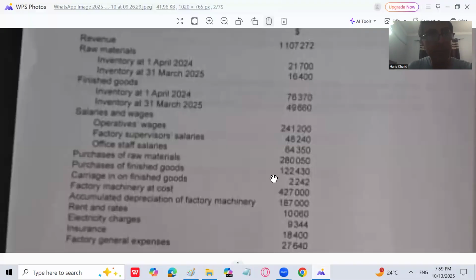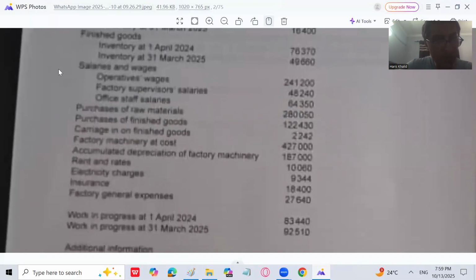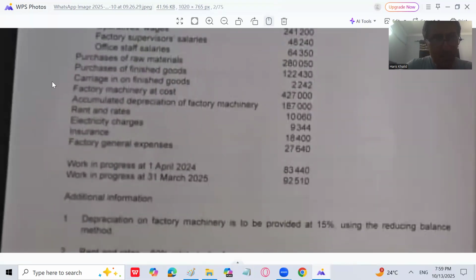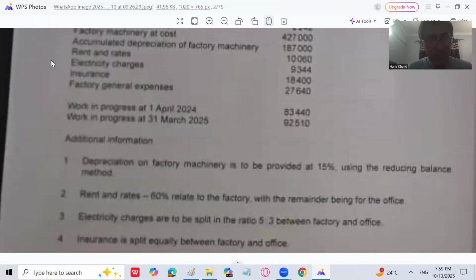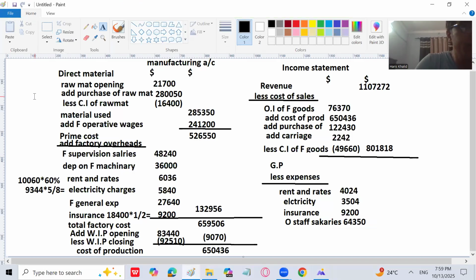I hope there are no other expenses, but let's have a look. Carriage on material, factory machinery depreciation, rent and insurance, electricity, factory general expenses, depreciation. Yeah, everything is going to be recorded. We are done with that. Now let me go for the total of this. Yeah, there is a spelling mistake, no matter.